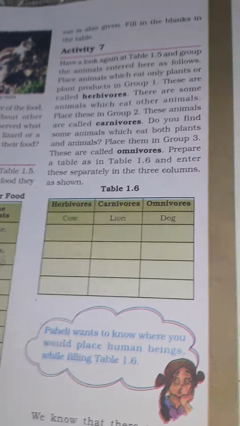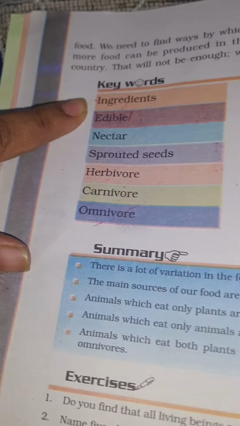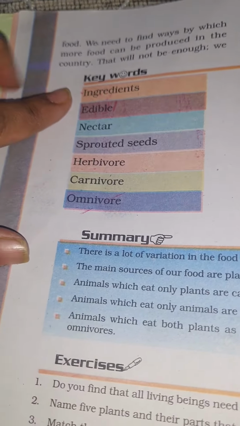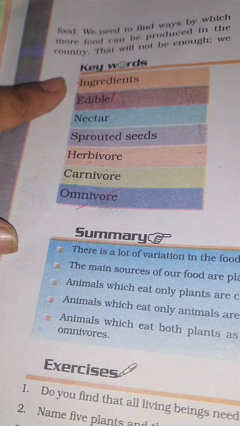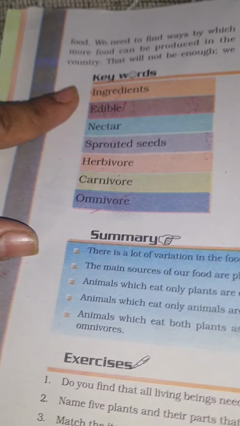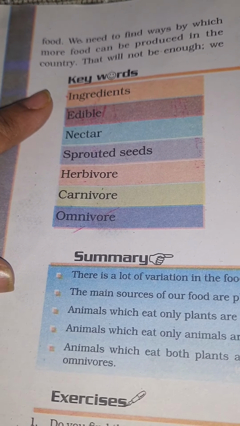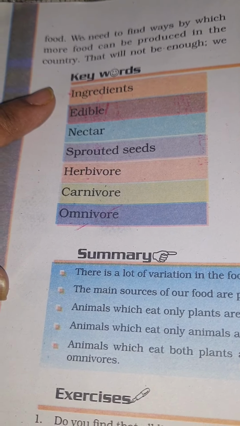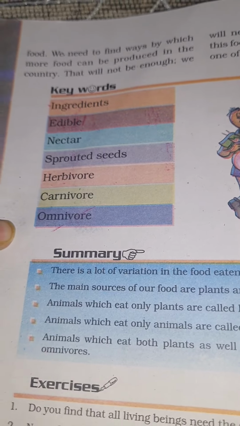Correct? Yes, children. Next are the keywords we are going to learn in the textbook, which are given here. This is the end of the lesson. The keywords are ingredients, edible, nectar, sprouted seeds, herbivore, carnivore, omnivore. Okay, children?